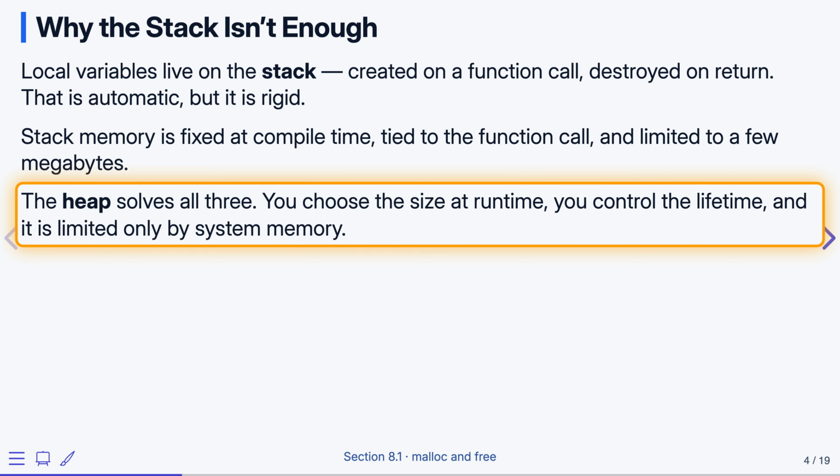The heap solves all three. You choose the size when the program runs. You control the lifetime, so the memory stays until you release it. And it is limited only by the whole system's memory, which is gigabytes. The trade-off is that you are responsible for managing it.